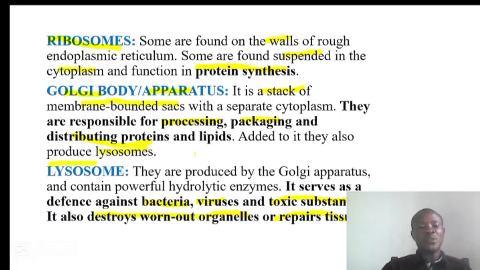These lysosomes, just like I said, are produced by the Golgi apparatus and they contain powerful hydrolytic enzymes. So in the case of drying up the plant, since they are powerful hydrolytic enzymes, they will just break down the water molecules in the plant, which will cause the plant to dry up.